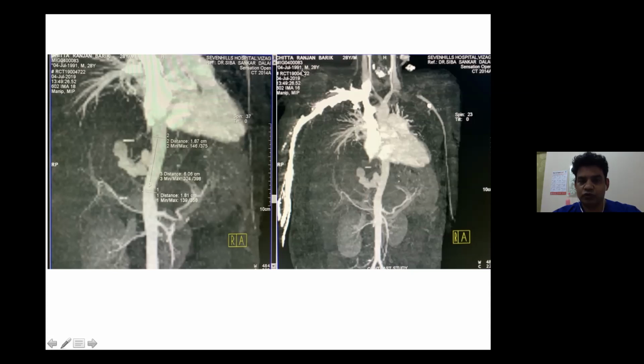This is on 4th of July. We have done this case in 2019, and this is 3:49 p.m. Immediately the patient reached, and we did the CT angiogram.